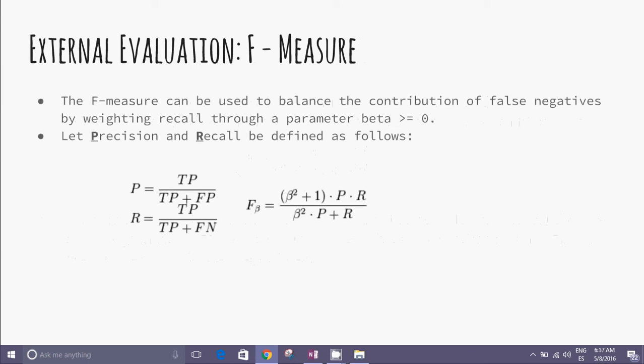Notice that when beta equals 0, F0 equals P. In other words, recall has no impact on the F-measure when beta is equal to 0, and increasing beta allocates an increasing amount of weight to recall in the final F-measure.